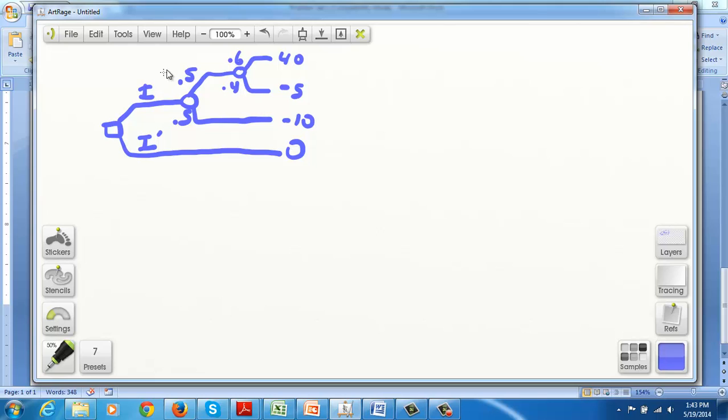So as I roll back the tree, the first thing I come to is an uncertainty, and once again we need to do the expectation operator, which is the expected value. So the expected value of this node is going to be 0.6 times 40 plus 0.4 times minus 5. If you go through that mathematics, you should get 24 minus 2, which is going to be 22.